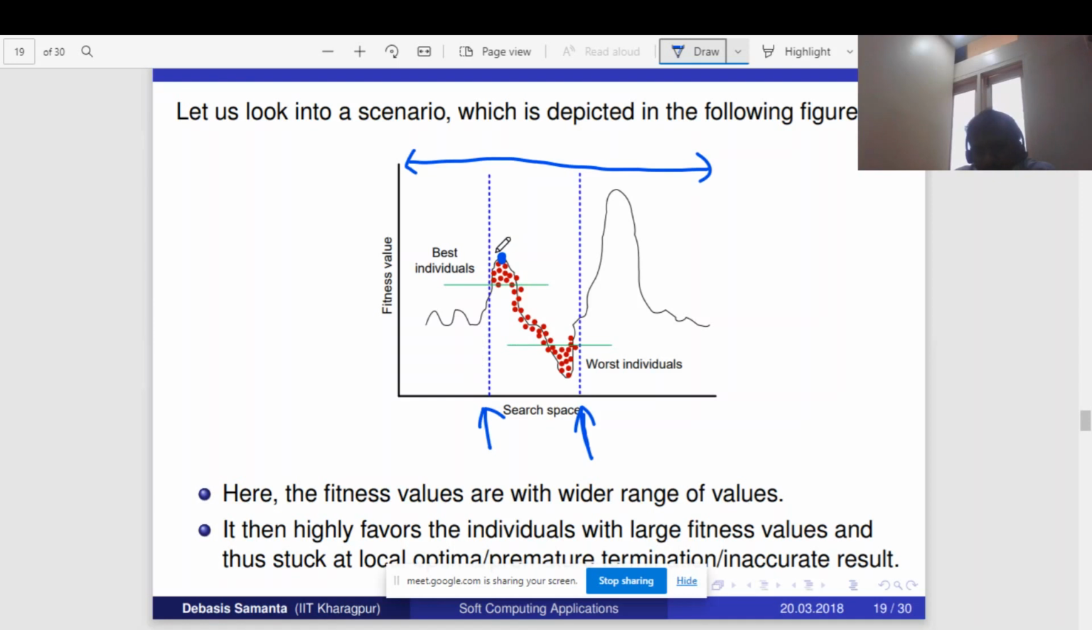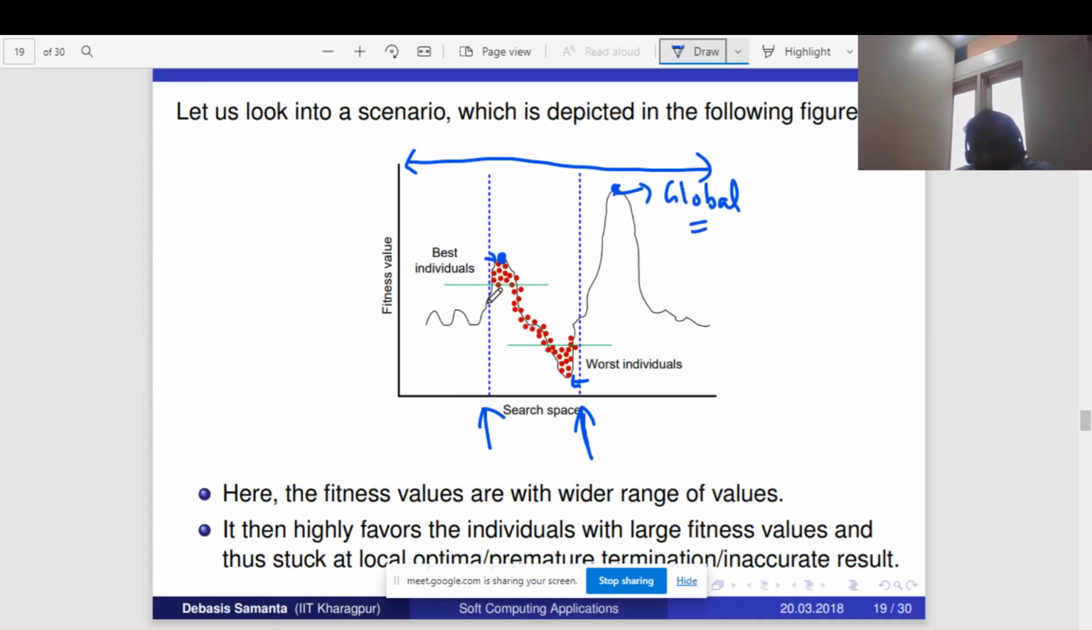These are the fitness scores. So it is able to generate individuals with a fitness score of this much and of this much. In this range, it is generating the individuals. But if you see, the global optimal solution is lying here. This is the global optimal solution.